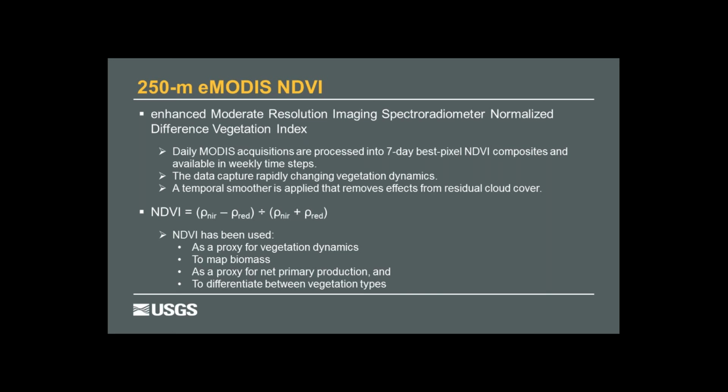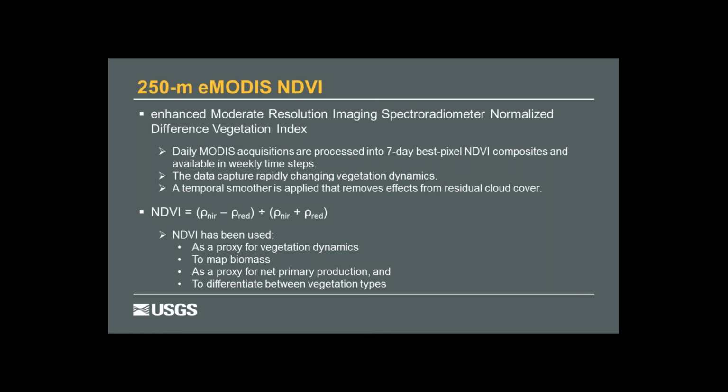250 meter MODIS NDVI. I know some of you, probably all of you, know what cheatgrass looks like, what the annual grasses are in your area, but you may or may not understand the value of NDVI. We use enhanced moderate resolution imaging spectroradiometer normalized difference vegetation index data. These are daily MODIS acquisitions that are processed into 7-day best pixel NDVI composites, as I said earlier, and they're available in weekly time steps.